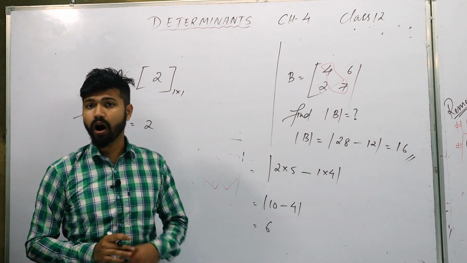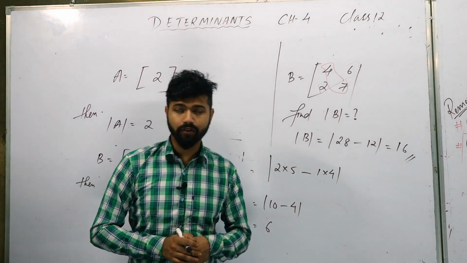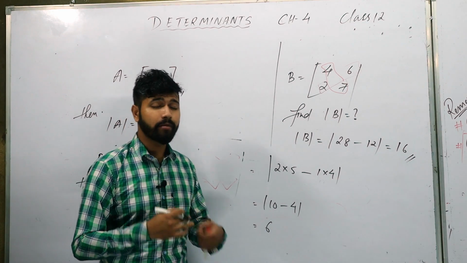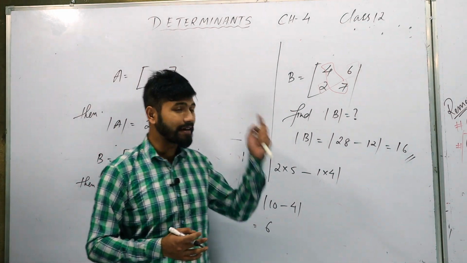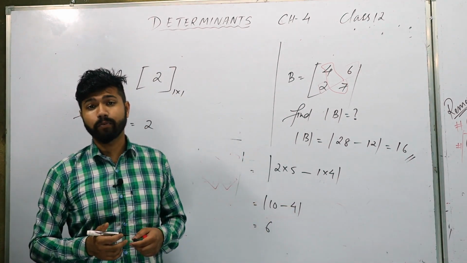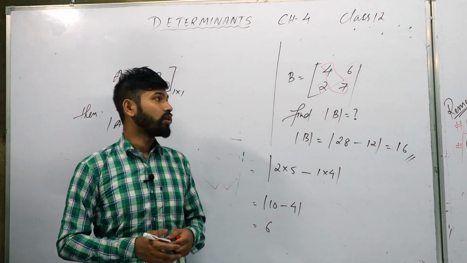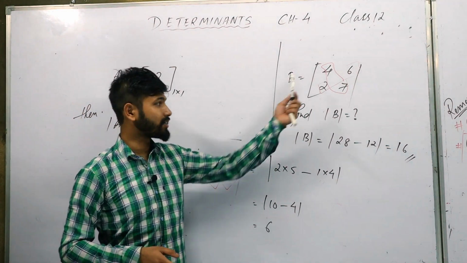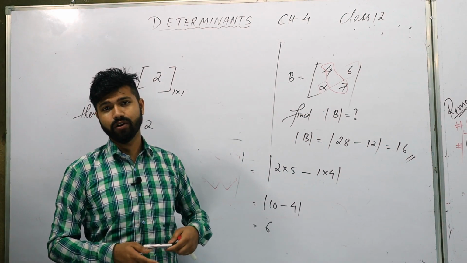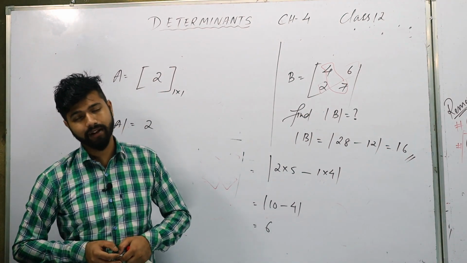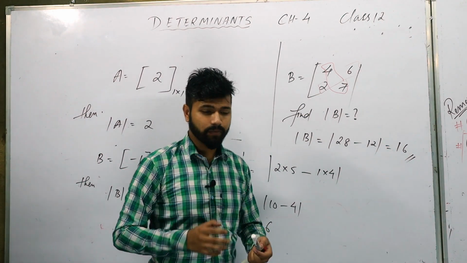And for 2 cross 2, how to do? For finding the determinant of a 2 cross 2 matrix, you just subtract the product of the cross or diagonals. Make the product and subtract the value with the diagonal product. I hope that's clear. This is just a simple thing.